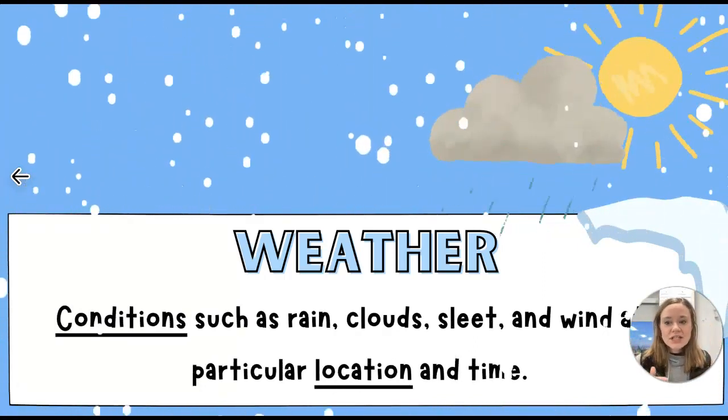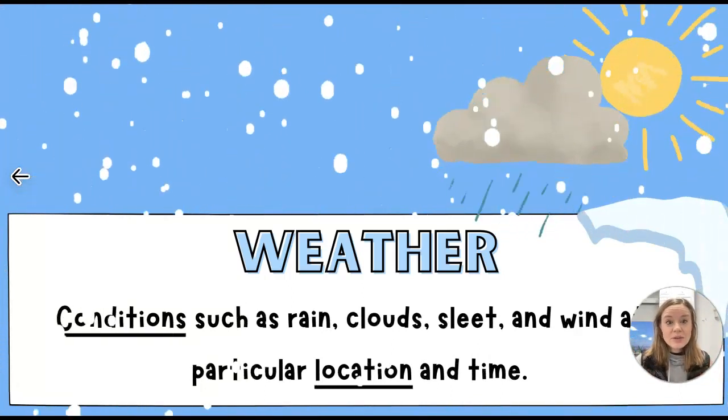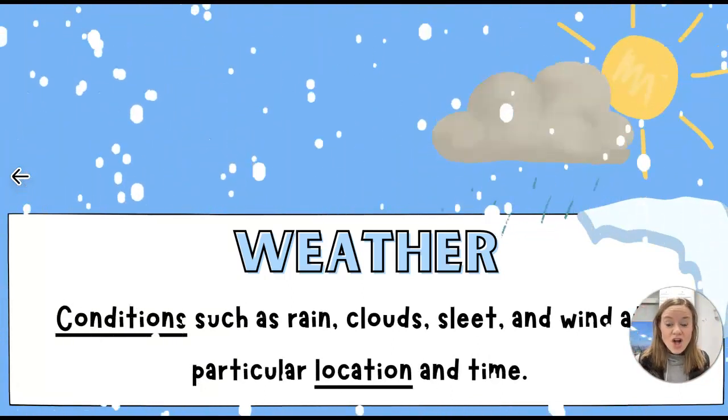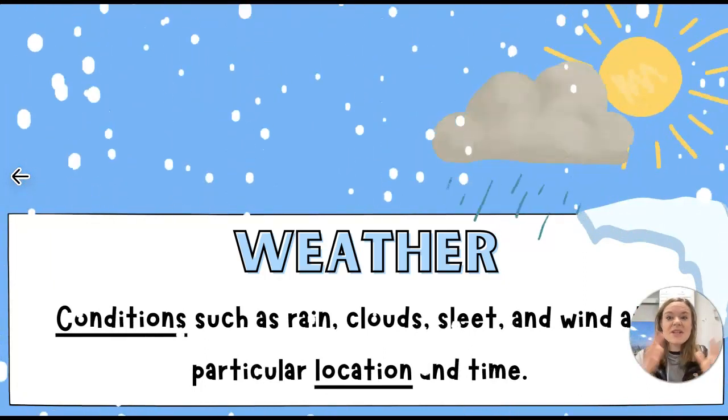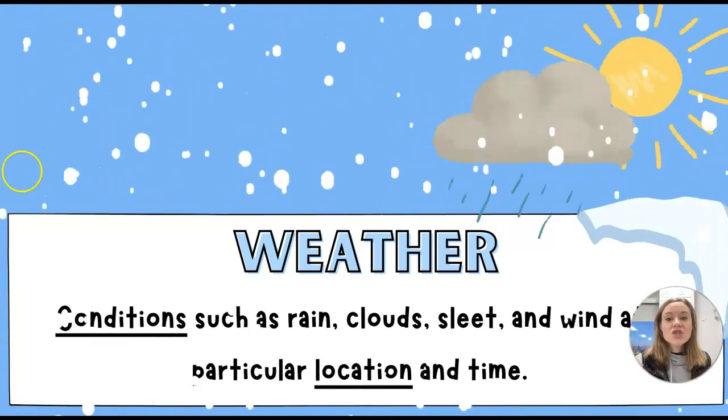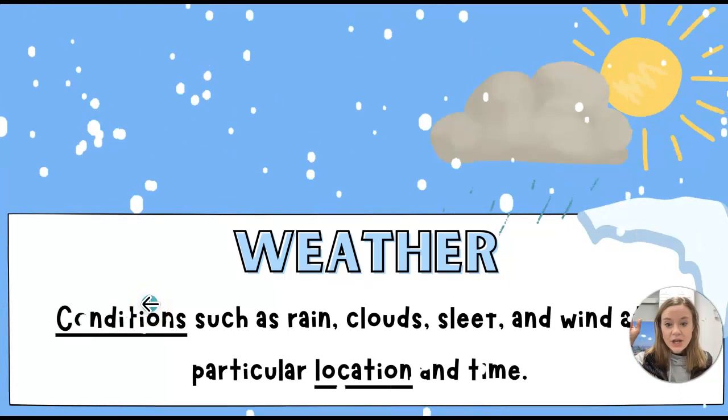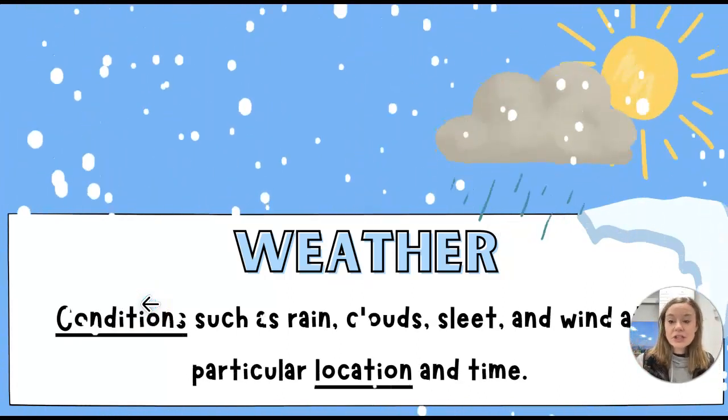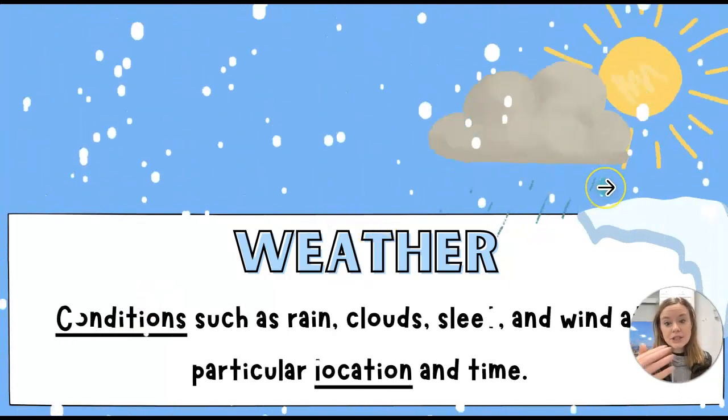That is different from climate, which we talked about in our last unit, because with climate we were talking about overall trends and patterns of weather that happen over long periods of time. So weather is something that's happening right now or at a particular time.